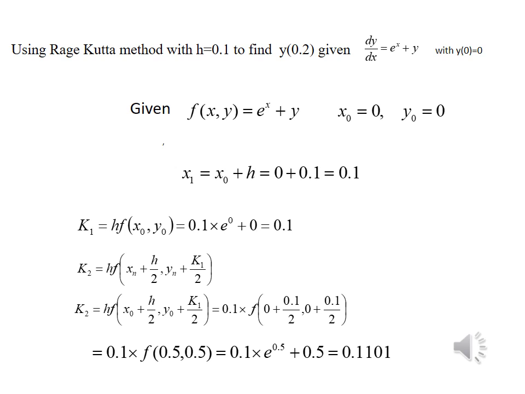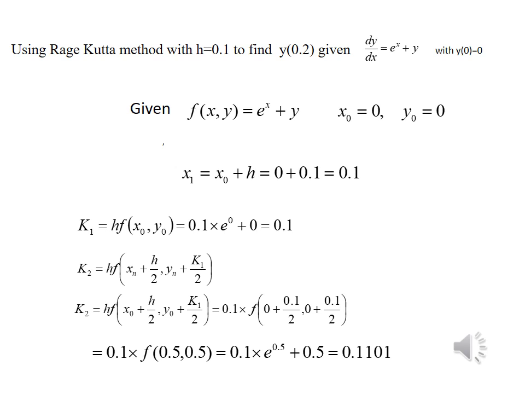Since h is given in the problem question itself, x1 is equal to x0 plus h is equal to 0 plus 0.1 equal to 0.1. We can find the intermediate values k1, k2, k3, k4, etc. k1 is h into function of x0, y0, that is 0.1 into, you apply x0, y0 in the function, which gets 1 here. So finally we get k1 is equal to 0.1.